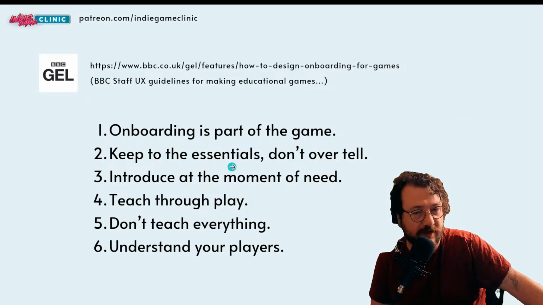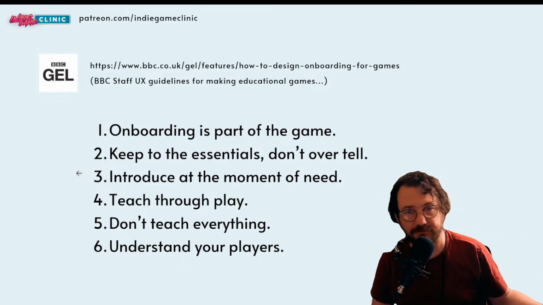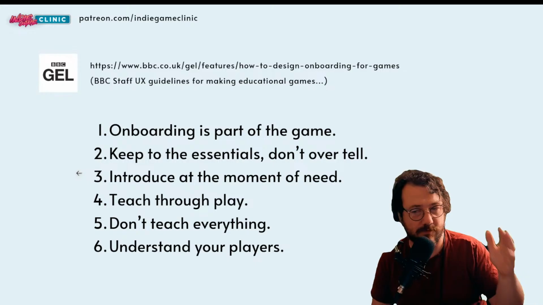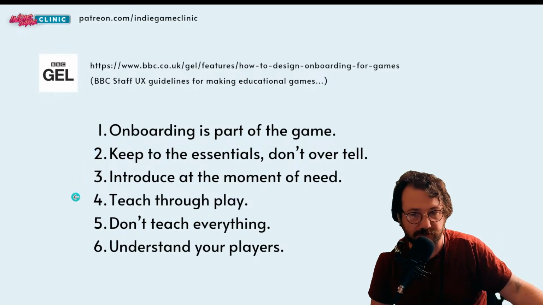The second one, keep to the essentials, don't overtell. We've already touched on this a little bit, where I was talking about, if you want people to pick up the gun, highlight the gun, say get the gun. Don't tell them why they need to do it. You're giving an instruction, you're not giving an explanation, all of that kind of stuff. Third one, introduce at the moment of need. Don't tell me why I need to do something 10 minutes before it happens, all of that kind of stuff. We're going to go through these in more detail in a moment. I'm just breaking them down top level to start off with.